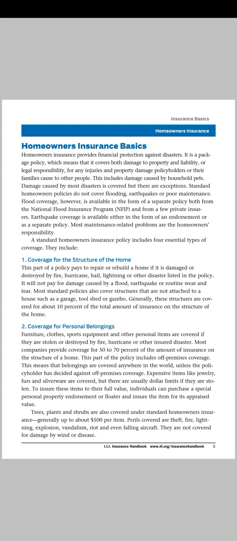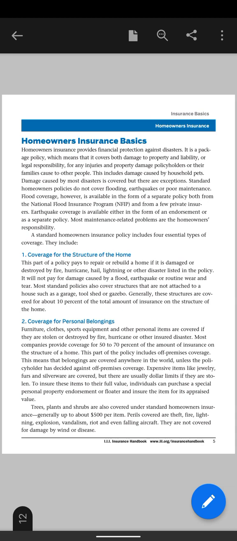Secondly, homeowners insurance basics. Homeowners insurance provides financial protection against disasters. It is a package policy, which means that it covers both damage to property and liability, or legal responsibility, for any injury and property damage the policyholder or their family caused to other people. This includes damage caused by household pets.